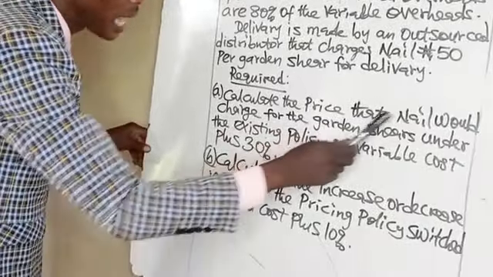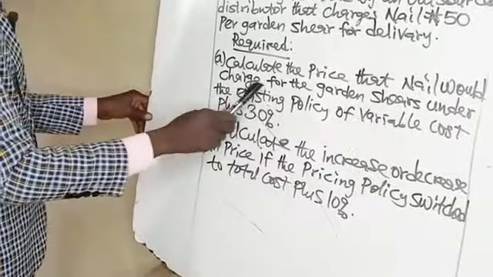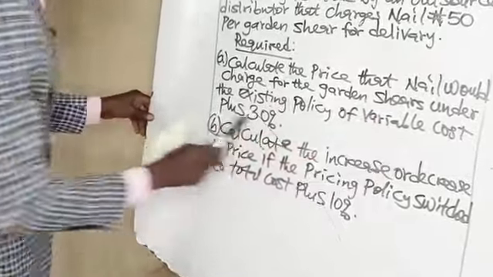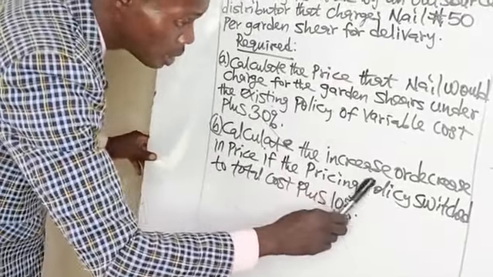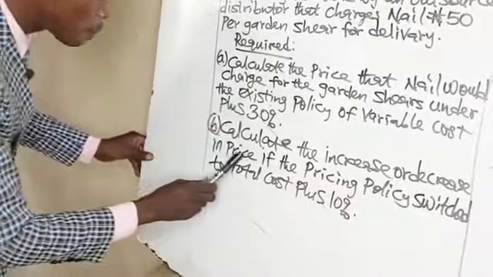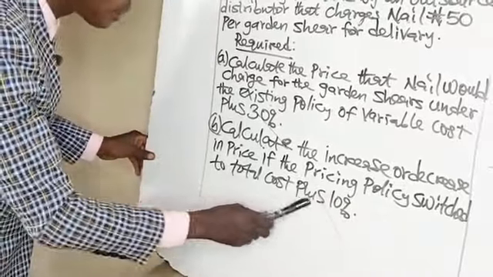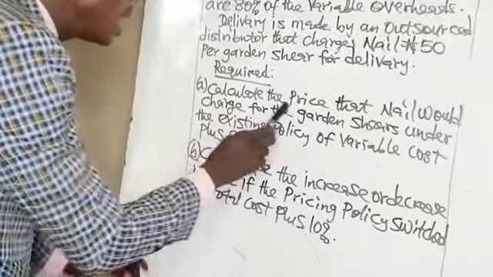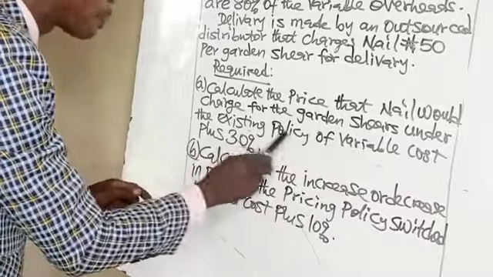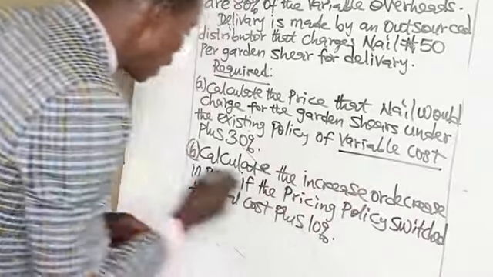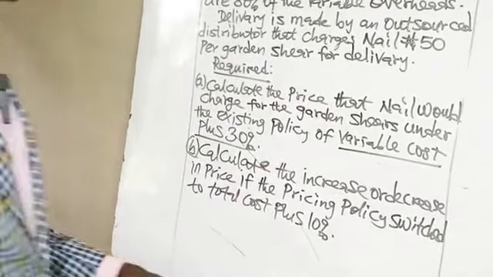Calculate the price that NAE would charge for the garden shares under the existing policy of variable cost plus 30%. B. Calculate the increase or decrease in price if the pricing policy switched to total cost plus 10%. You are to calculate the price under the existing policy of variable cost plus 30%. Now you have to determine the variable cost. Now let's have the solution.